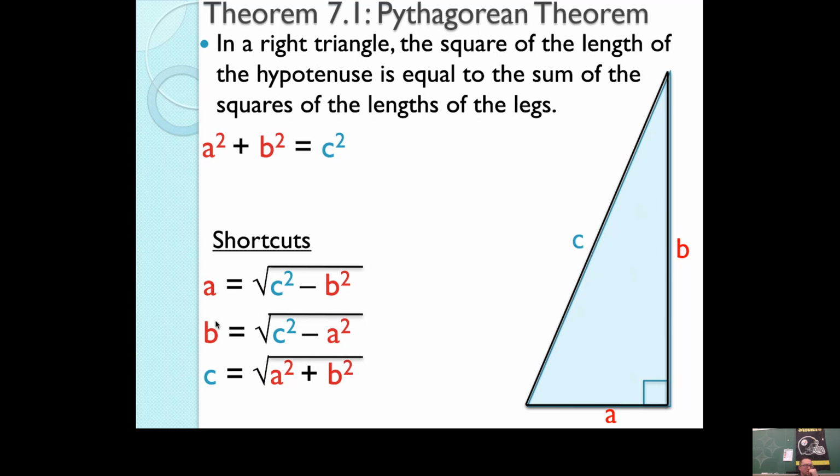So if you want to know how long either of the legs are, do what I did on my last slide. You take the square root of the hypotenuse squared minus the leg squared. Now, if you want to find the hypotenuse and you know both legs, then you take the square root of leg squared plus leg squared.